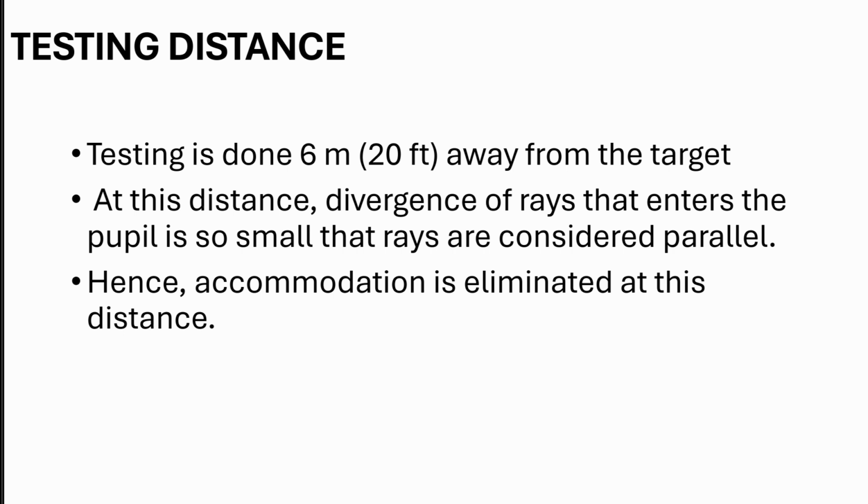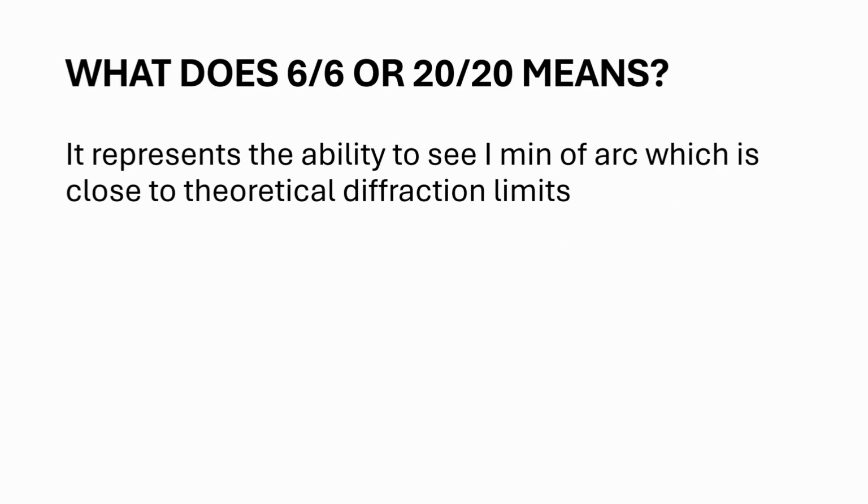It stimulates distance vision. It's long enough to represent infinity focus for the human eye. What does 6 by 6 or 20 by 20 vision mean? It represents the ability to see 1 minute of arc. With 6 by 6 or 20 by 20, you can read at 6 meters or 20 feet what a person with normal vision can. The 6 or 20 is the testing distance. The bottom number is the distance at which a normal eye can read that line.